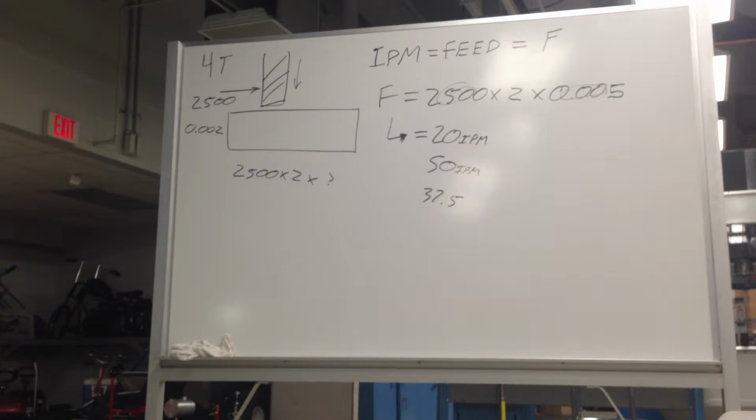Does it go down or up when I change from a 2-tooth to a 4-tooth? Doubles. Yeah, it went to 50. It was 25 at 2, so it went to 50. Yeah. So that's something to watch out for.